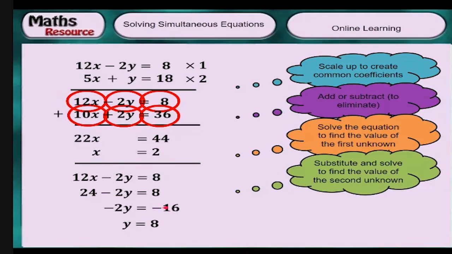Again, I've got minus 16. I'm dividing that by 2, or minus 2, should I say. Two negatives make a positive. So minus 16 divided by minus 2 gives me positive 8. All right.